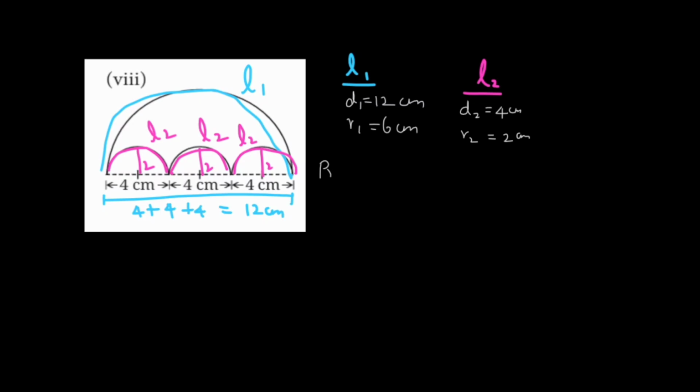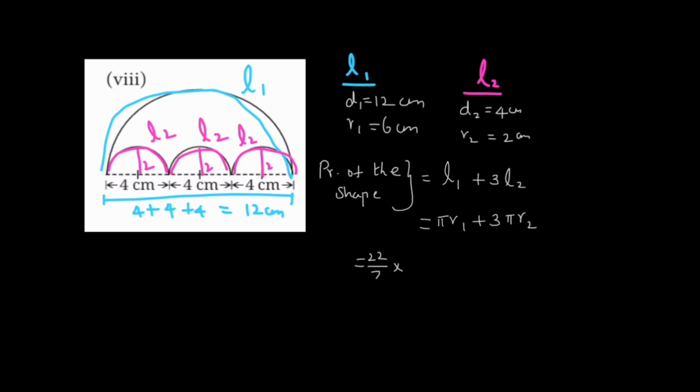So perimeter of the shape. Given shape is nothing but L1 plus 3 times L2. 3 L2s are there. L1 plus 3 times L2. So L1 is pi R1 plus 3 times pi R2. So 22 by 7 into R1, 6, plus 3 into 22 by 7 into R2, 2.